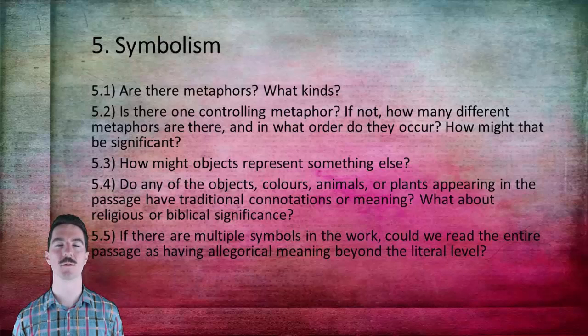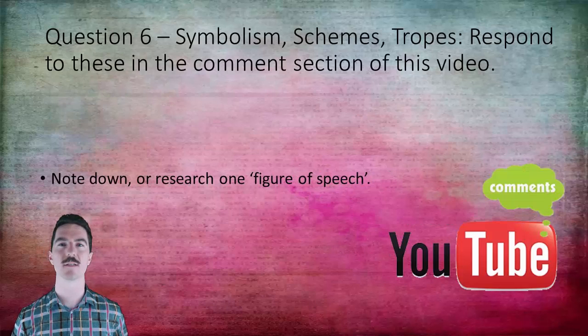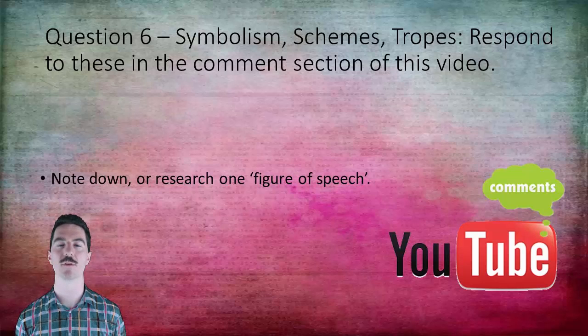If there are multiple symbols in the passage, could this be representative of an allegory, which is where a small subset of things represent something different or something bigger. The classic example being George Orwell's Animal Farm, where the animals represent Stalinist Russia. Okay, so your 6th comment question is, note down or research your own figure of speech.